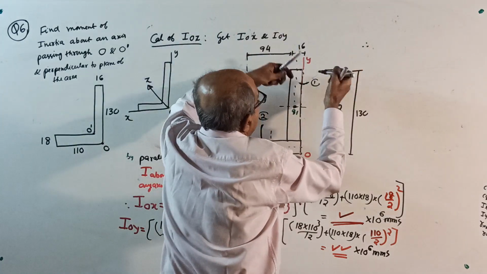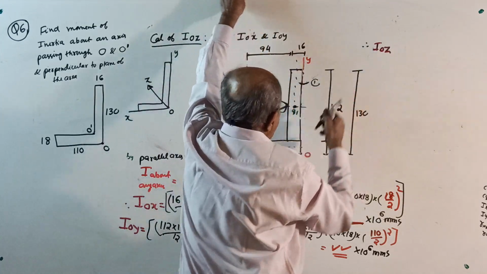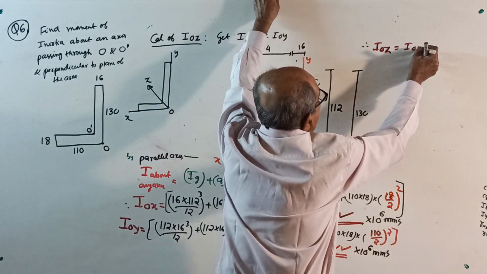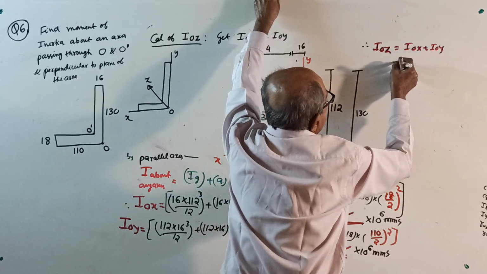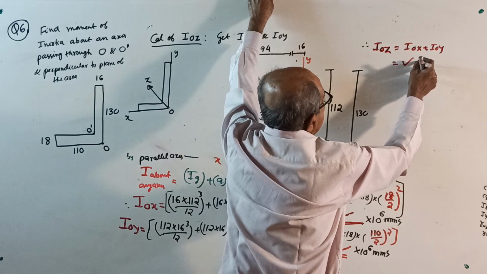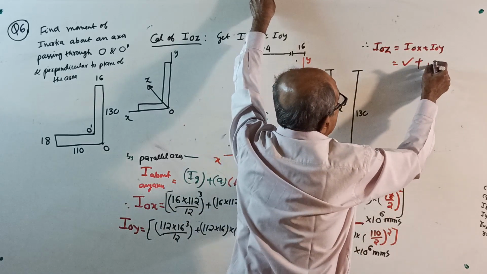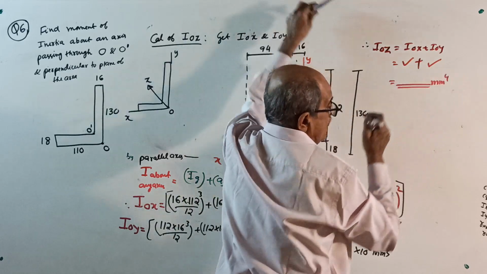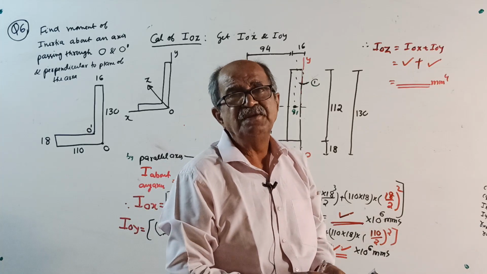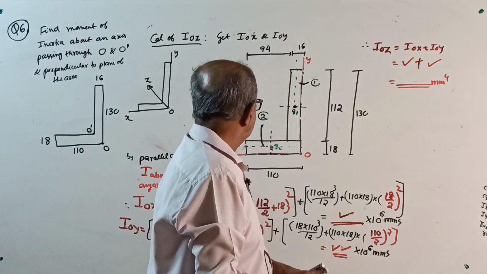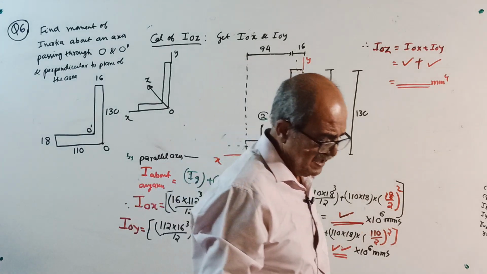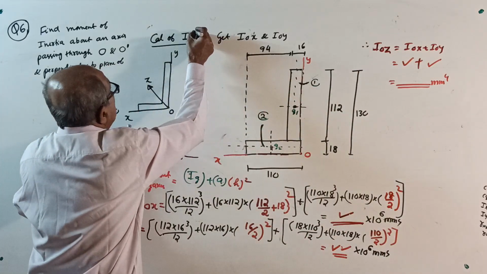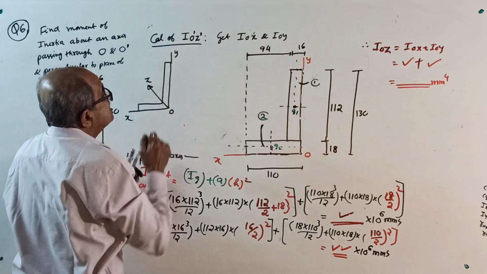Therefore, write the answer. I about OZ. See, OZ here is equal to, I already told you, I about OX plus I about OY. You know the answer here. Write those two. Write the answer in millimeter power 4. Answer I am not giving, because why do you want the answer? When so much clarity is given for steps, the answer is no use. You write the answer. Over.